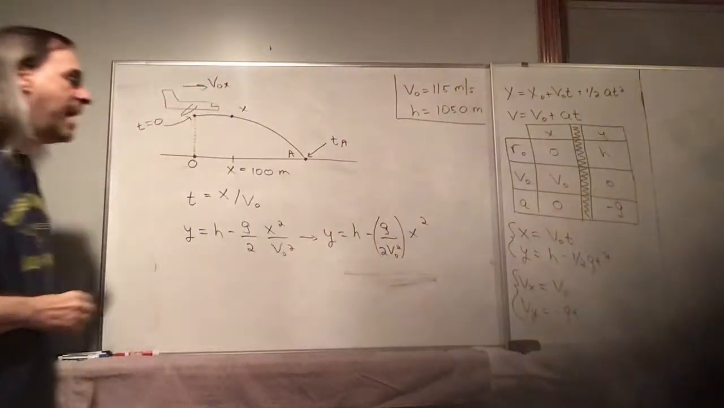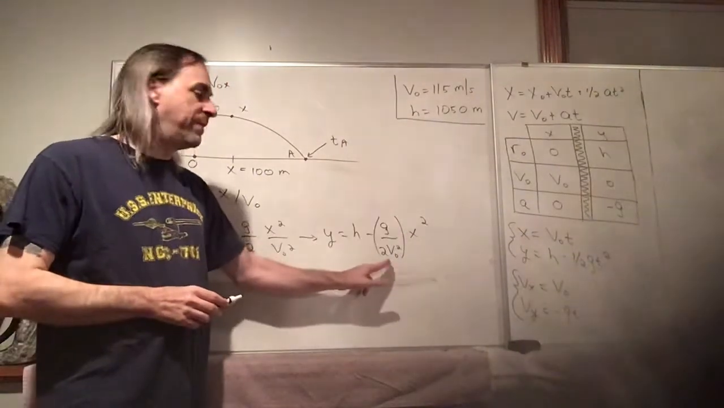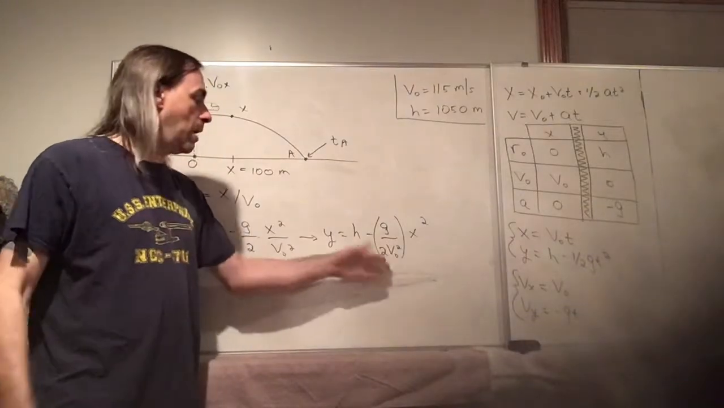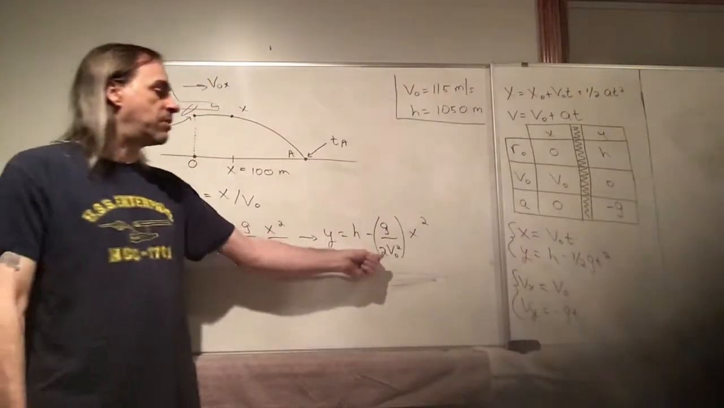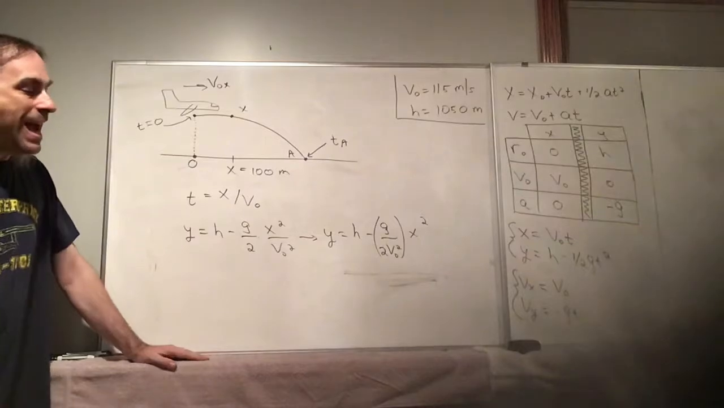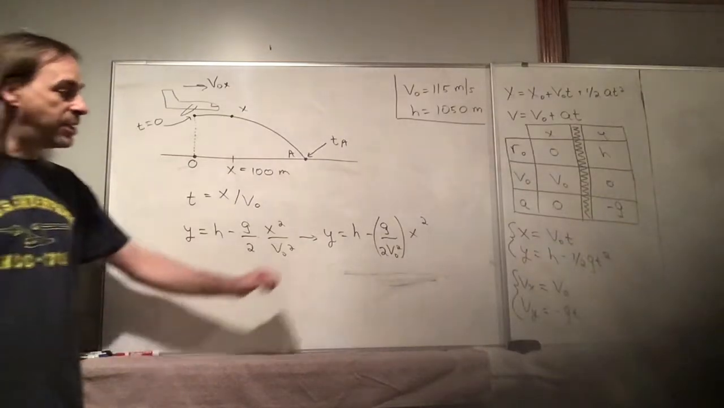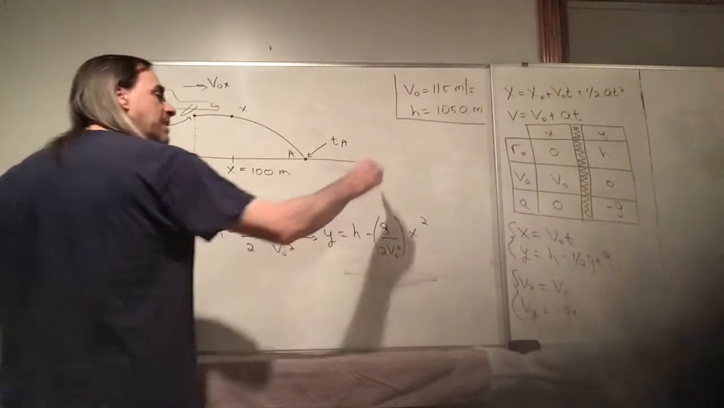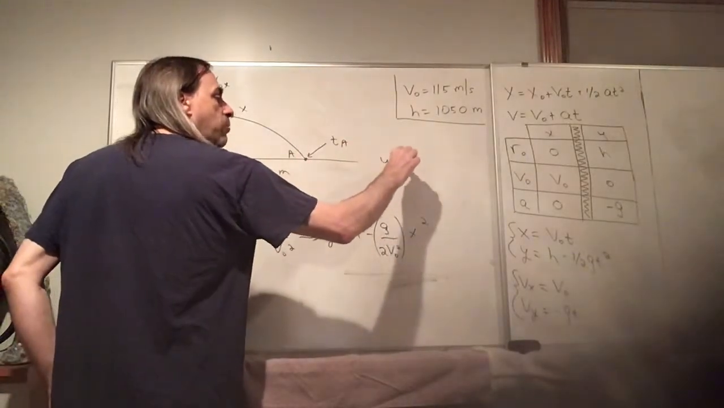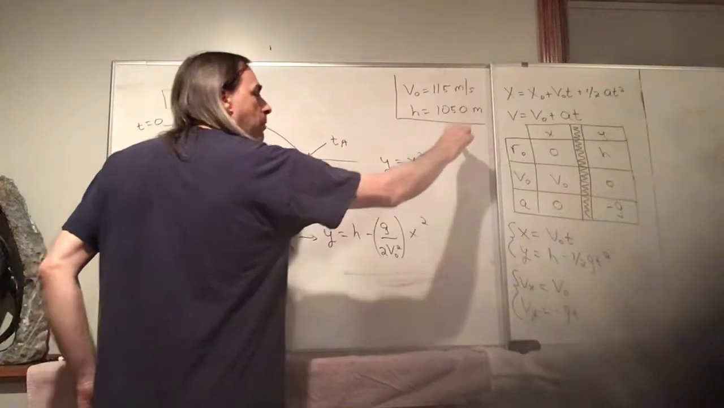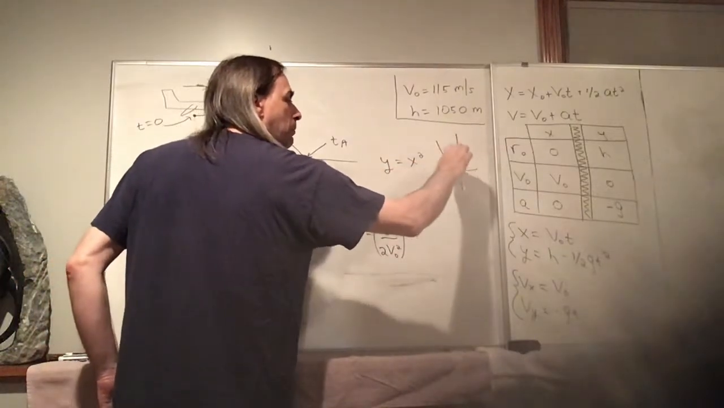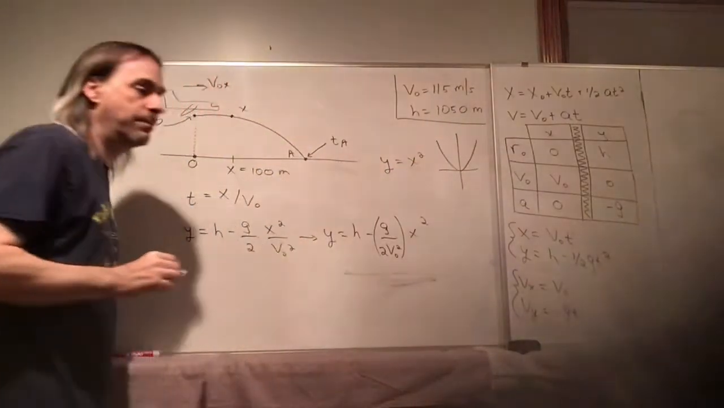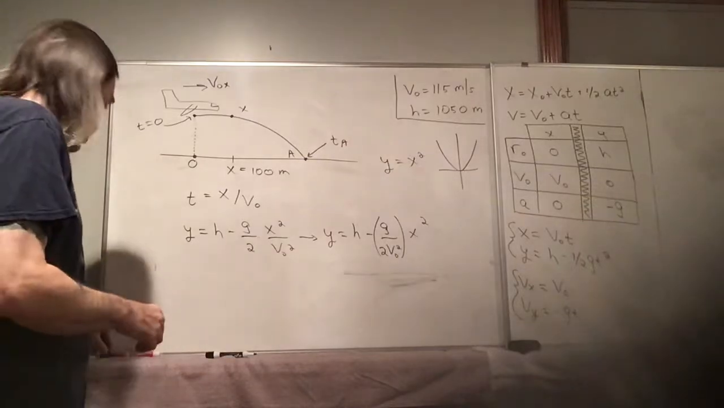And the reason I wrote it that way is this part in parentheses is just a number. It's a constant. It has units as well, but it is a constant. And so what we have here is actually a parabola. You think of the most basic parabola as y equals x squared, which would look something like this.